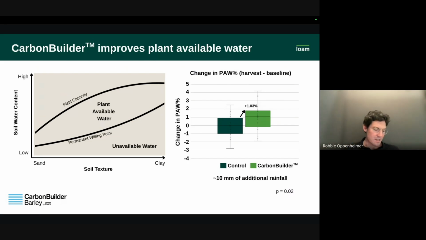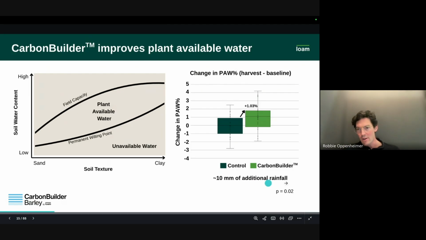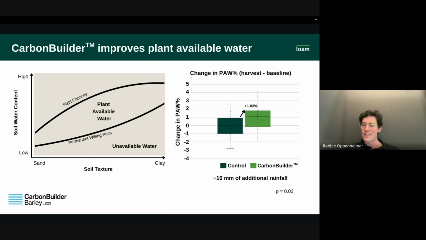Jumping back to some of the context I was showing at the start, that's the kind of change that we've seen since the bomb slide, 1970 through to now. On average, a lot of our broadacre cropping areas are receiving 10 to 20 millimeters less rainfall. So being able to hold on to the rainfall we get is particularly important. It's obviously driving some of the yield increases that we're seeing with CarbonBuilder application.